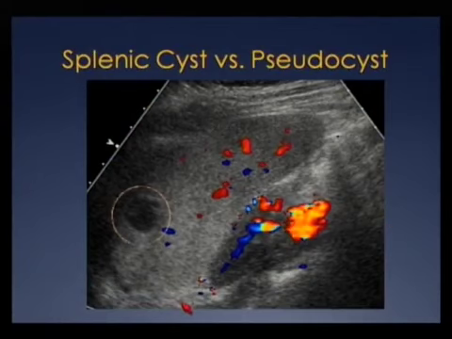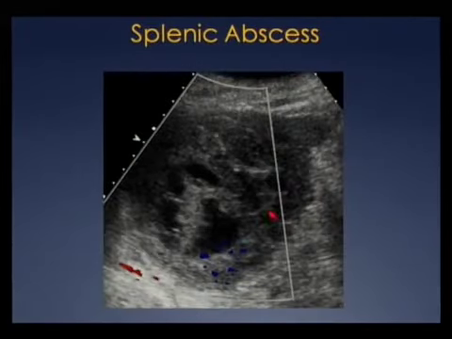So here's a patient, a longitudinal image of the spleen. Here's a patient with a hypoechoic lesion within the spleen, somewhat irregular margins, but we have some increased through transmission, no increased Doppler flow. We call this a cyst versus pseudocyst. Now here's a patient with a complex cystic lesion within the spleen, lots of debris, diffusely increased through transmission. This patient was sick. This was a splenic abscess.